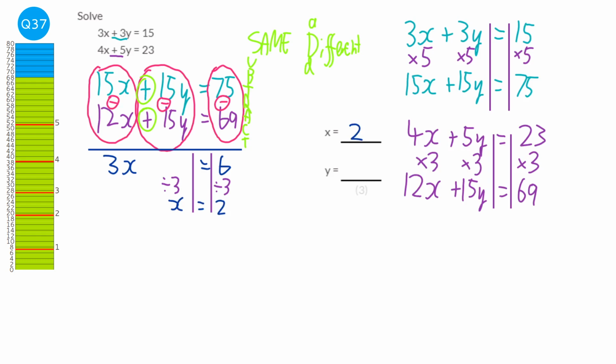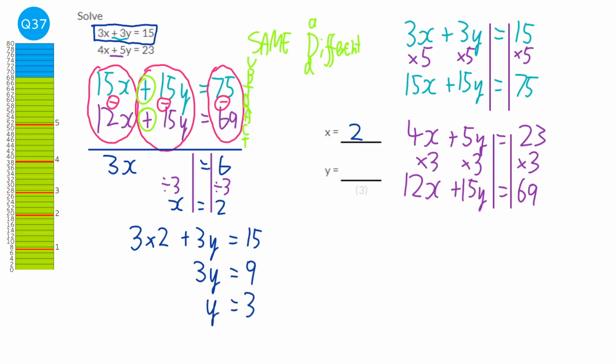Now that's only half the battle, because we need to find out what y equals. So we're going to substitute that into the first equation. And so we've got 3 times 2 plus 3y equals 15. Now 3 times 2 is 6, so we're going to take away 6 both sides. So we've got 3y equals 9, and we're going to divide both sides by 3, so y equals 3. And we can check that by substituting it into the second equation, so 4 times 2 plus 5 times 3, and that does equal 23.